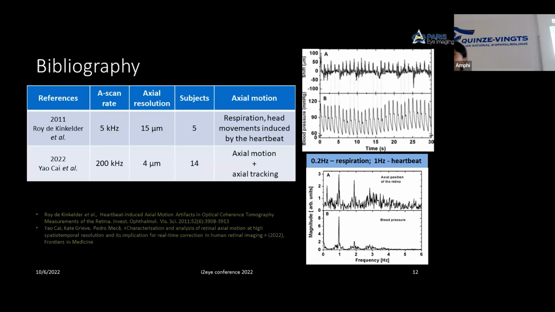To have a better characterization of the axial motion, we studied it with a higher temporal rate of 800 kilohertz A-scan rate and a better axial resolution of 4 microns. We also studied a larger population of 14 subjects. In this study, we also use this characterization to better design the axial tracking.